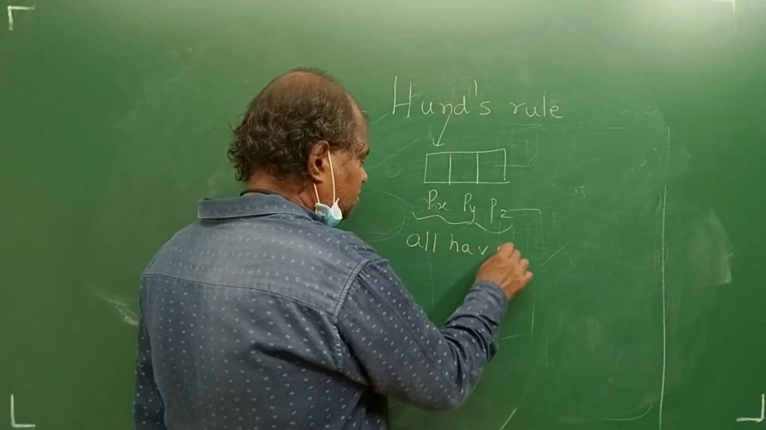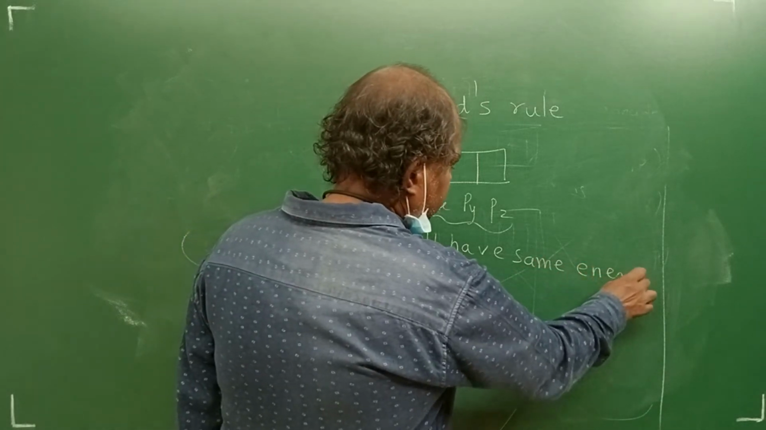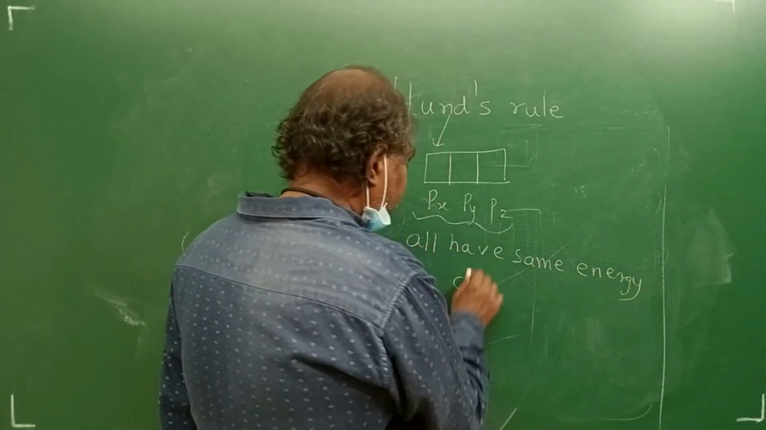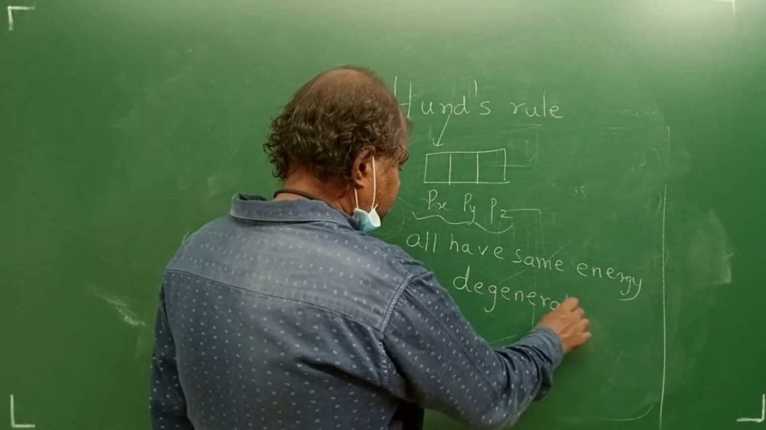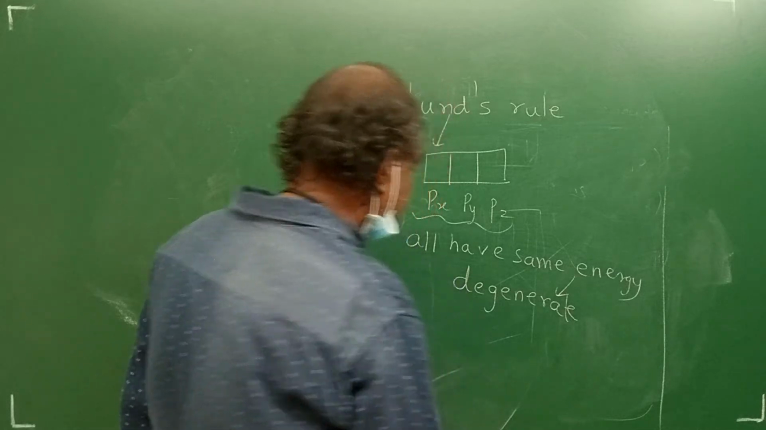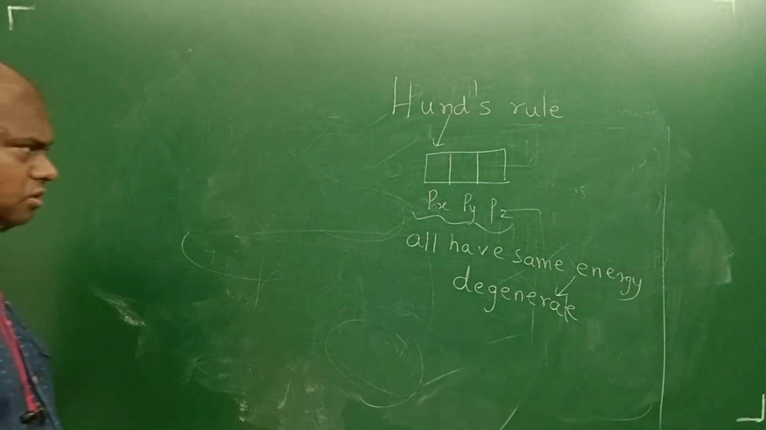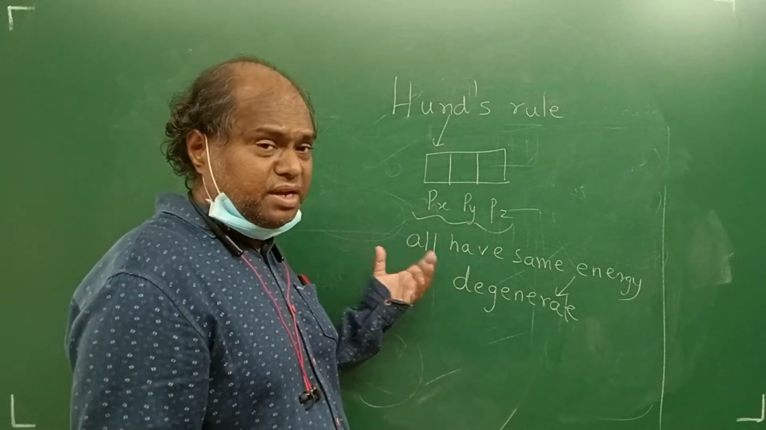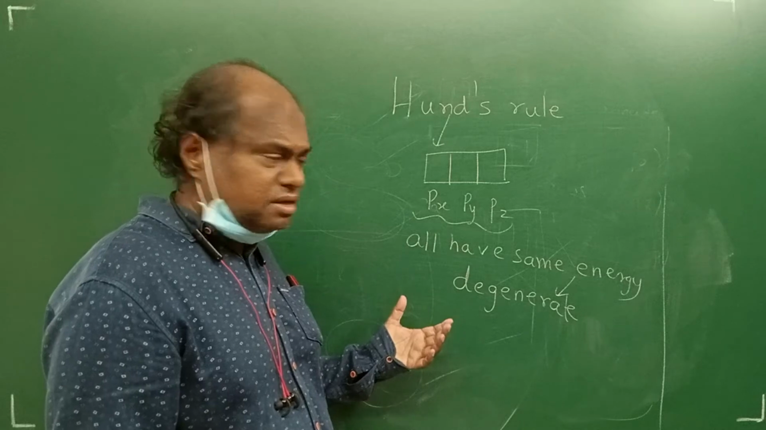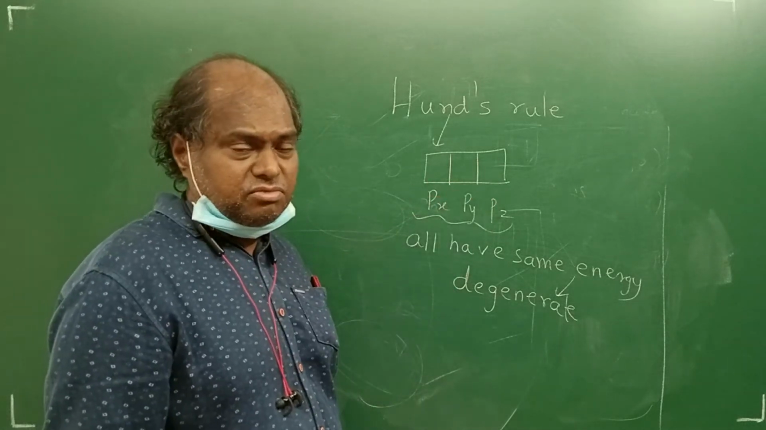All have same energy, and therefore they are called degenerate orbitals. What are they called? Degenerate. Degenerate means same energy. In such a case, when you are filling electrons, listen carefully, for degenerate orbitals with same energy, you fill single, single, single with the same spin.